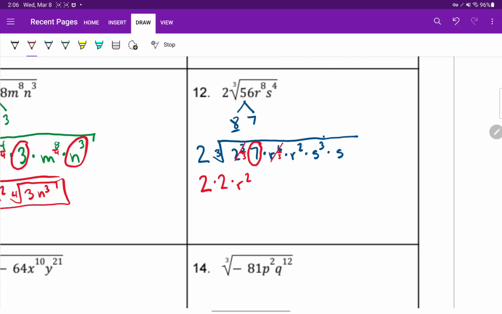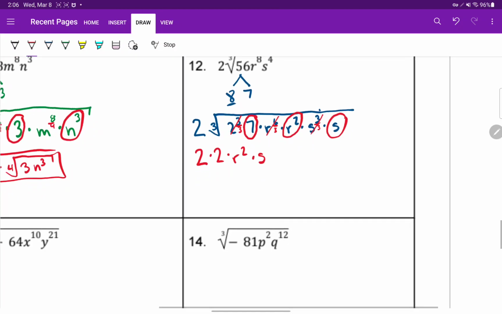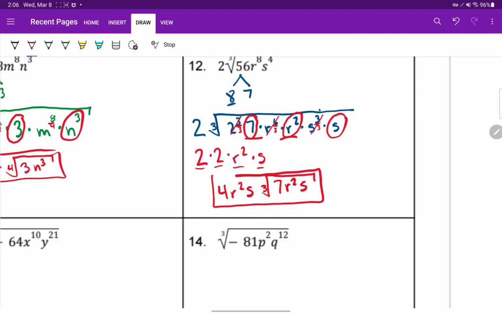R squared, so 2 divided by 3 is not a whole number. So I'm going to circle that because it'll go back in the radical. For the s, 3 divided by 3 is 1. So that comes on the outside. And this last one has a power of 1, and when I divide it by 3 it is 1/3, so I can't do anything, I leave it alone. And last but not least, before I write what's left over in the radical, I'm going to simplify this outside. So 2 times r squared times s is going to give me 4r squared s. And now I'm going to start with my cube root, and I have a 7, r squared, and an s. And this will be my simplified radical.